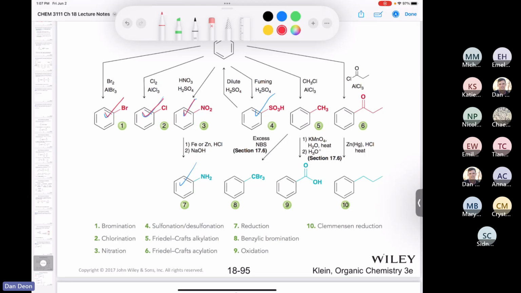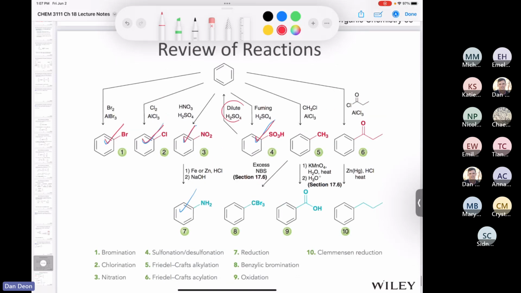With nitric acid and sulfuric acid, you make a nitronium ion. The next one was the formation of a sulfonic acid using fuming sulfuric acid. And of course, you can remove a sulfonic acid using dilute sulfuric acid. It's written right here. So dilute sulfuric acid will remove that.